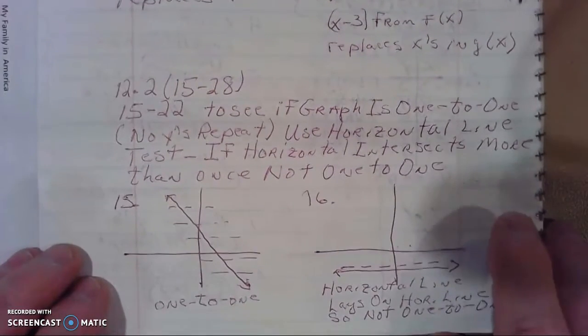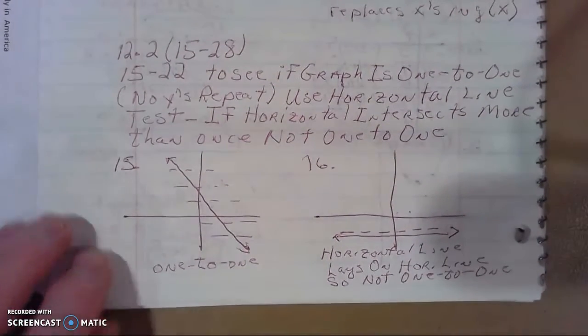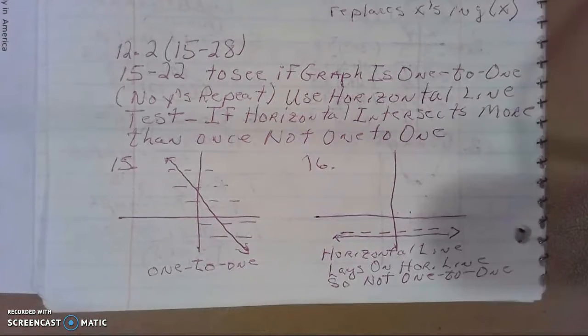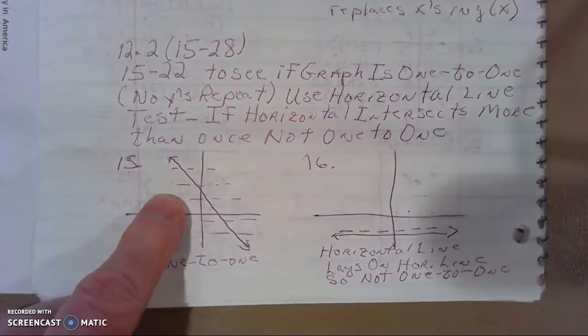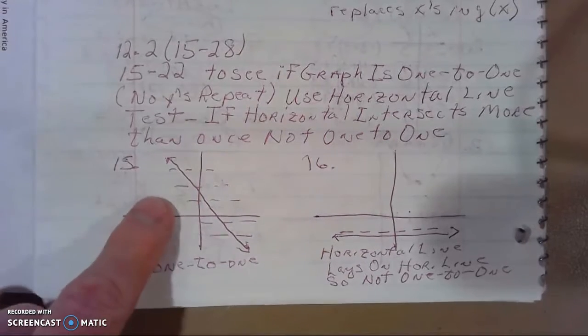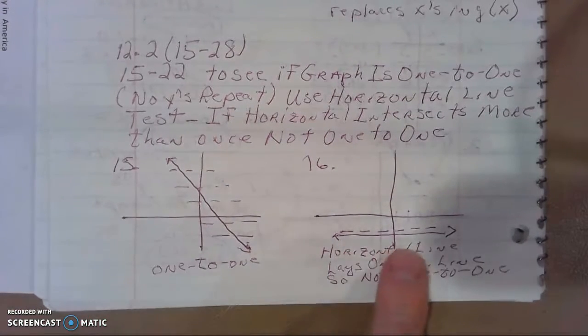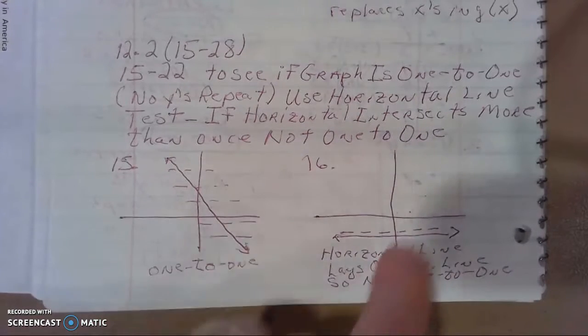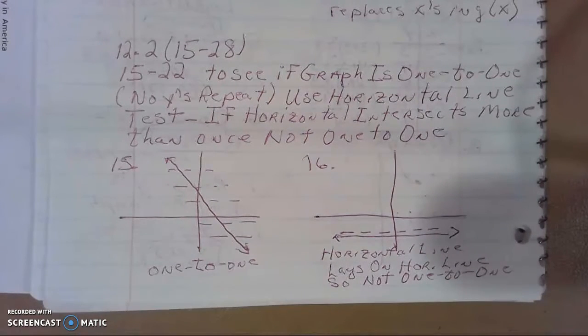12.2, we're finding a way to see if graphs are one-to-one. One-to-one, well, the first thing we've got to have is a function. And a function is a graph that no vertical line will pass through it more than once. Like here, no vertical line will go through it more than once. That means there's no x's repeating. Same way here on this horizontal line. No x's repeating. A vertical line would not cross it. So everything we have is already a function, meaning no x's repeat.